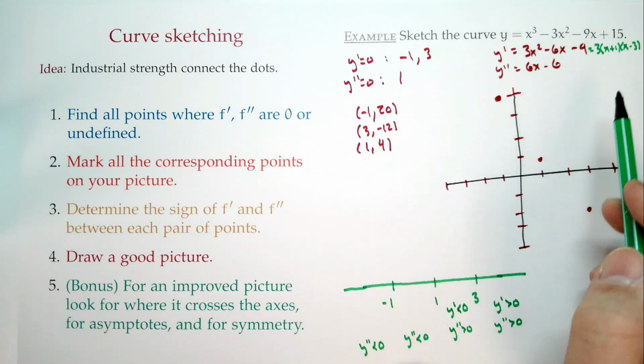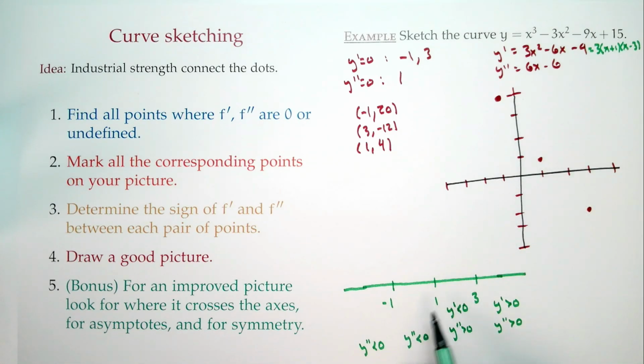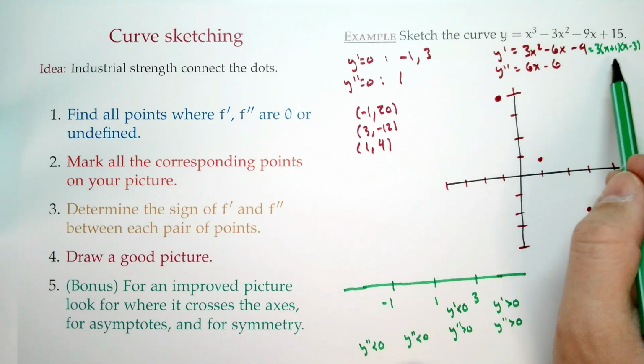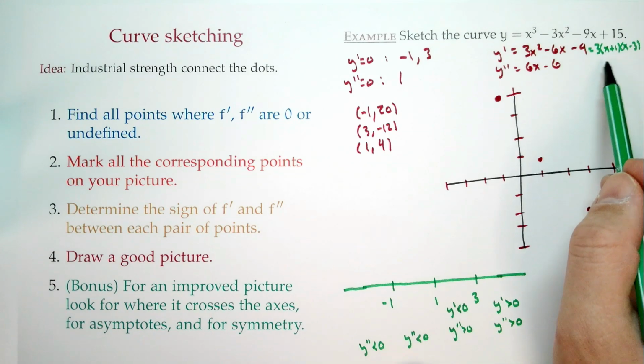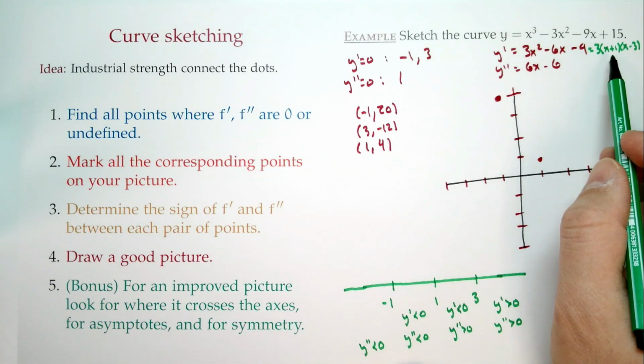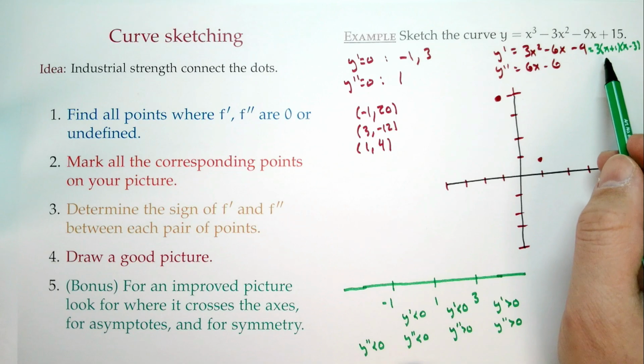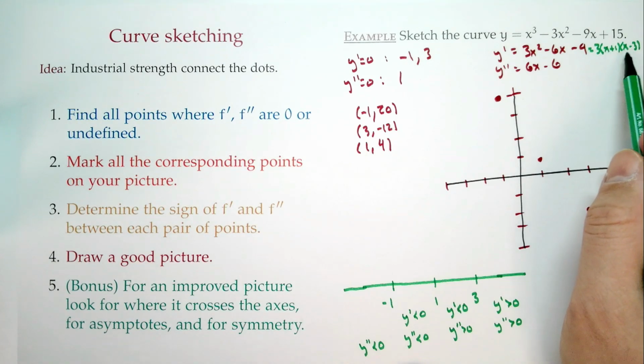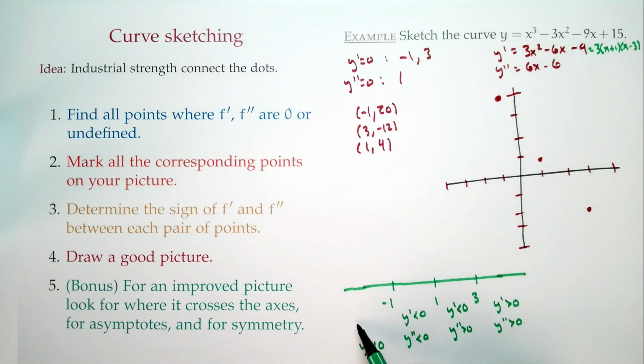How about from negative 1 to 1? Well, notice 1 is not a root, so we're not changing behavior of the first derivative. So the first derivative has the same behavior from negative 1 to 3. So I'm still negative; y prime is still negative. See, negative 1 is where I change behavior. Plug in a number like negative 100. These two are both negative, so the result is positive.